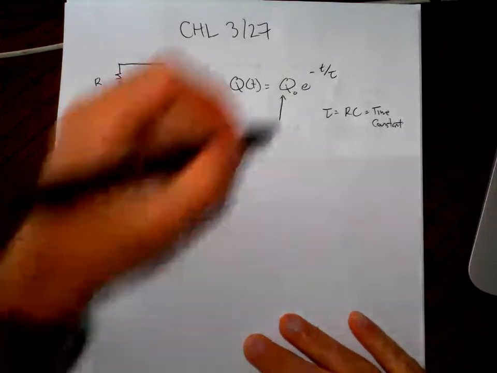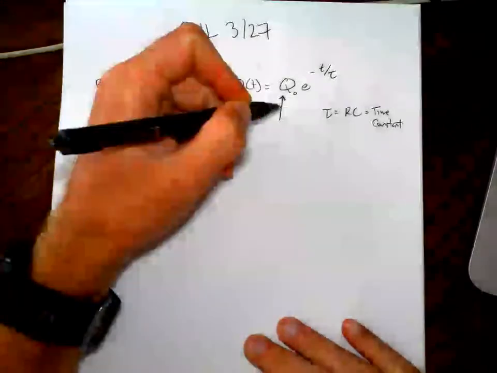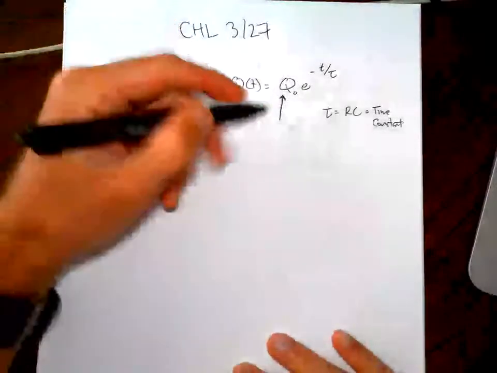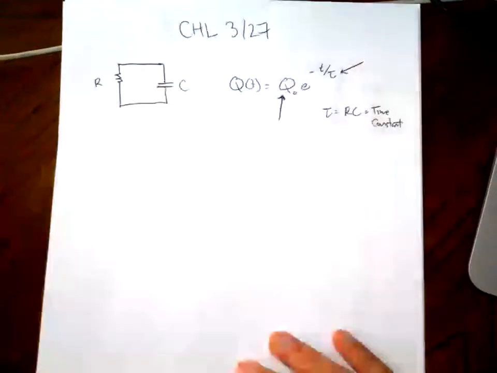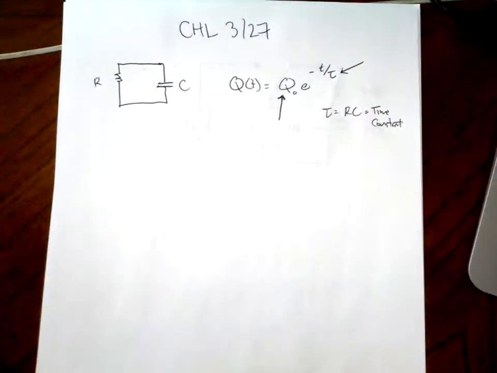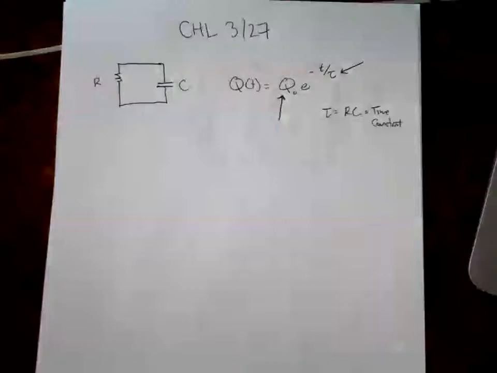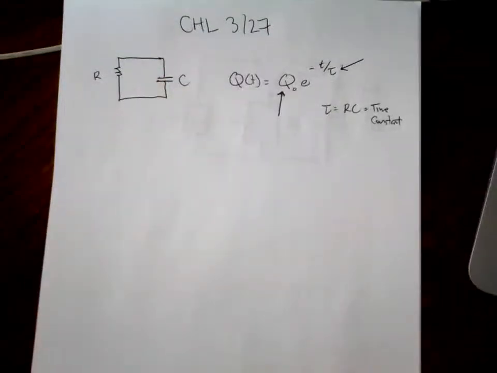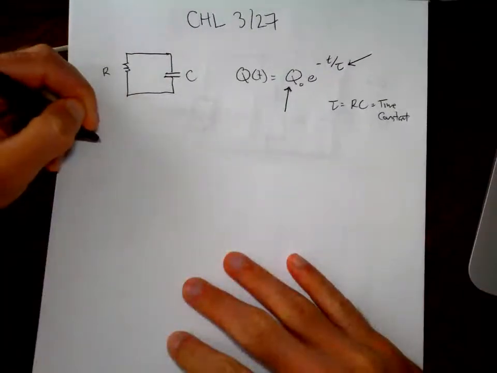So basically what we have to do, oh, it's Mohammed, okay, is we want to determine Q naught and we've got to determine tau. And once we determine both of those things, we can just plug them into this formula and then we're good to go. All right. Let's do a couple of examples here.